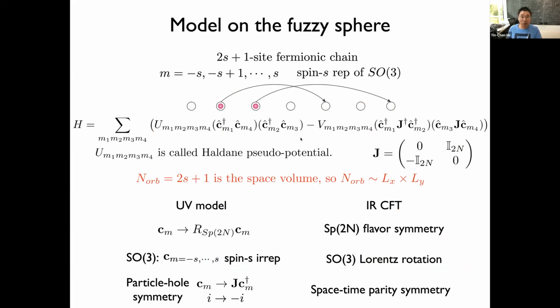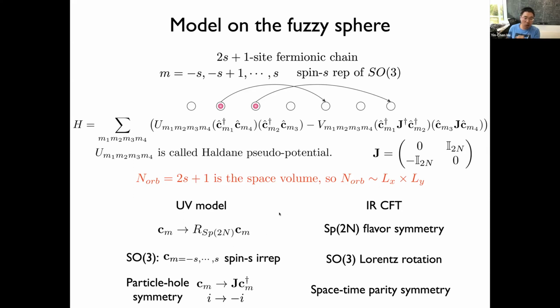Okay, let me quickly mention, in the end we will end up with a model defined on these Landau orbitals, which you can pictorially consider as 2s plus 1 site fermionic chains. And the interactions that we'll have are 4-fermion interactions, which are all-to-all in the orbital space. The interaction form is called the Haldane pseudopotential. And here, the number of orbitals plays the role of the space volume. So the number of orbitals is 2s plus 1, where s is the monopole flux, and it will play the role of space volume.